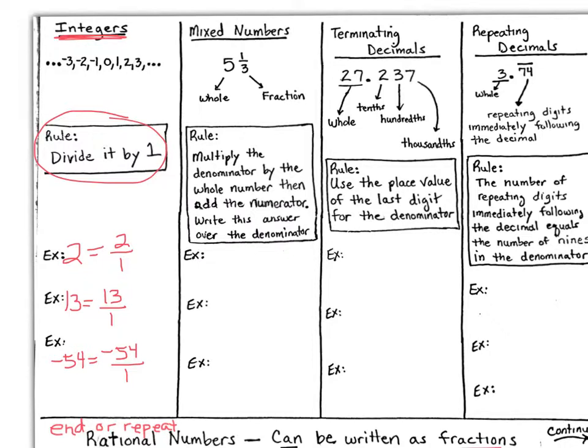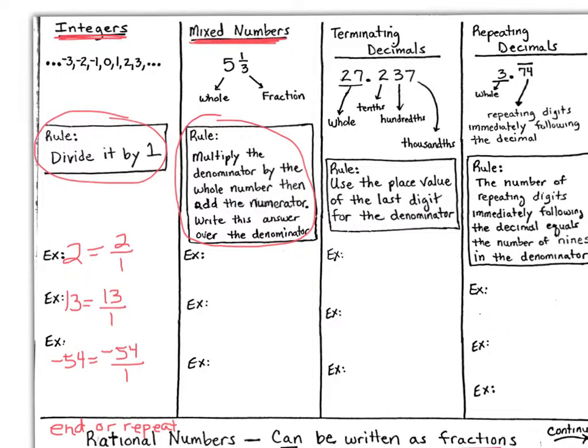Okay, the next column is mixed numbers. They're called mixed numbers because you're mixing a whole number with a fraction. So you have a whole number and a fraction. And you can write that as just one fraction instead of a mixed number. And here's the rule. So let's read that together. You multiply the denominator by the whole number, then add the numerator. And you write this answer over the denominator. Okay, that's kind of confusing. So let me just show you.